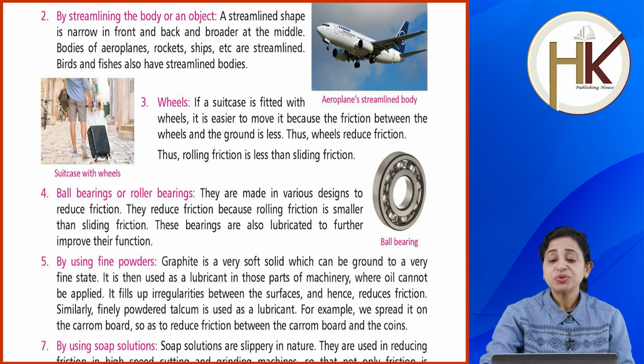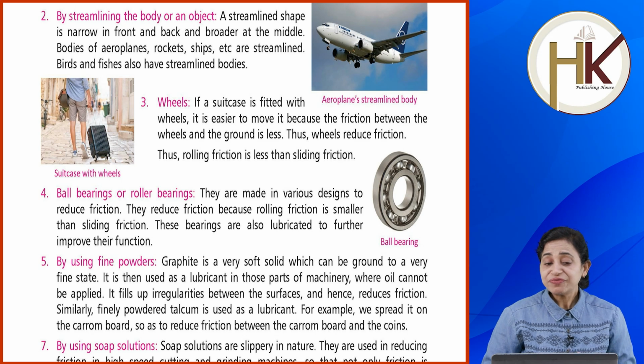They reduce friction because rolling friction is smaller than sliding friction, and these bearings are also lubricated to further improve their function. By using fine powders: graphite is a very soft solid which can be ground to a very fine state. It is then used as a lubricant in those parts of machinery where oil cannot be applied. It fills up irregularities between the surfaces and hence reduces friction.